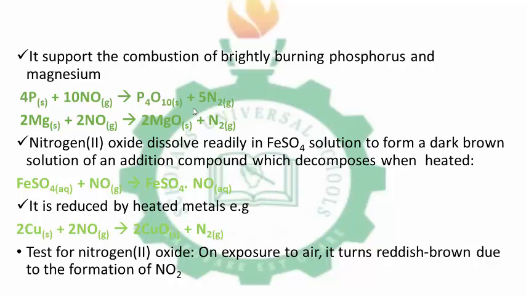Now, nitrogen 2 oxide is also reduced by heated metal. For example, copper reduces nitrogen 2 oxide to give you nitrogen gas and also forms copper 2 oxide in the process. Now, we can test for nitrogen 2 oxide in the laboratory when we expose it to air. When nitrogen 2 oxide is exposed to air, a reddish brown film is formed due to the formation of NO2, which is nitrogen 4 oxide gas.